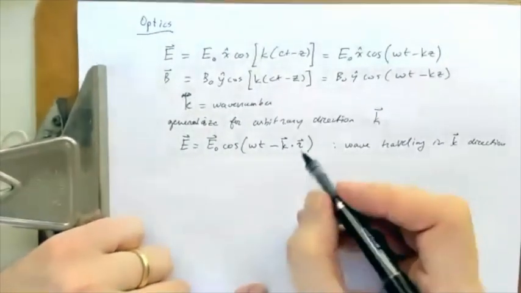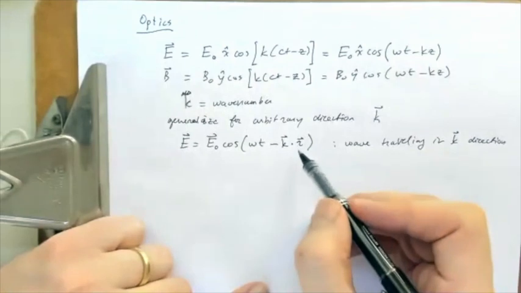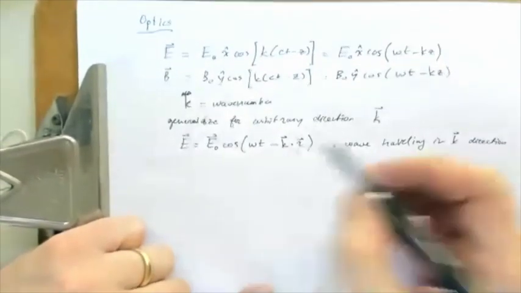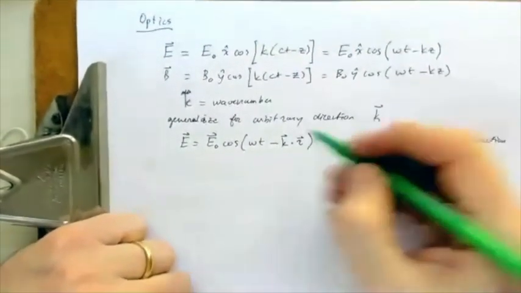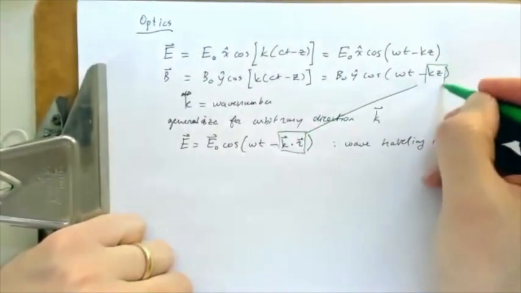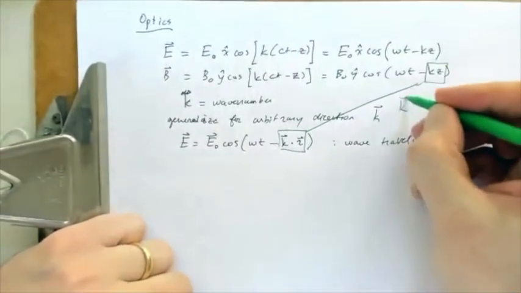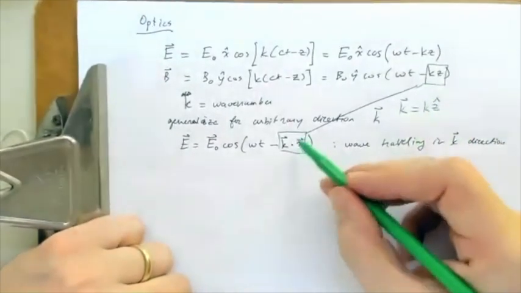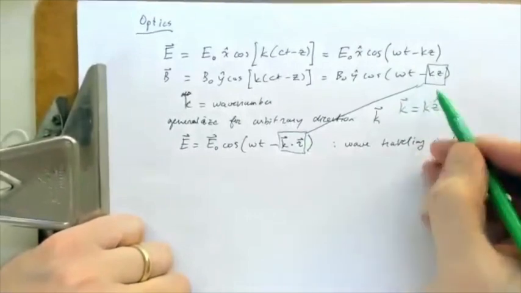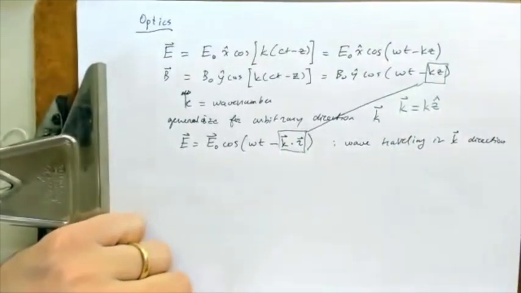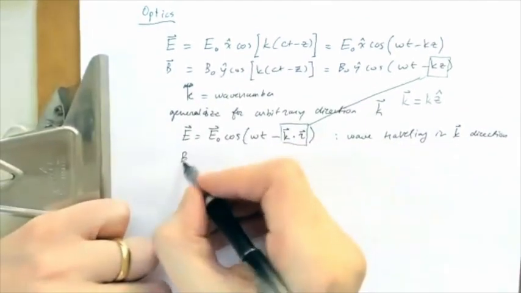In the case where this wave is traveling in the z direction, just so you can see how this translates: if you take k equals k z hat, then if you dot that with the position vector r vector, you get k times z, right? So you see that this is a generalization of this. I hope that's clear. Okay, so that's for the E field, and now the B field.